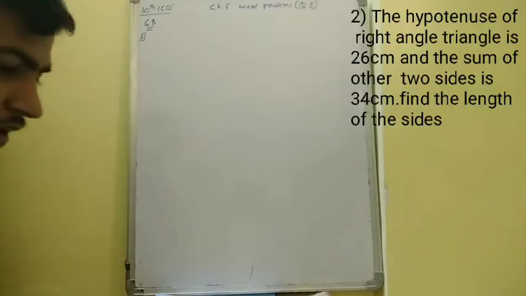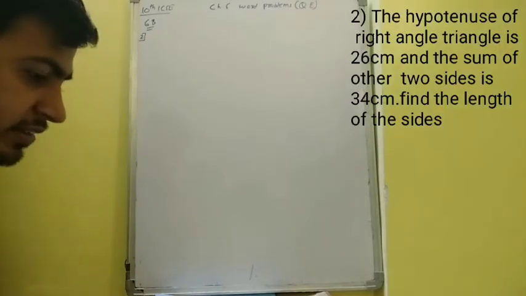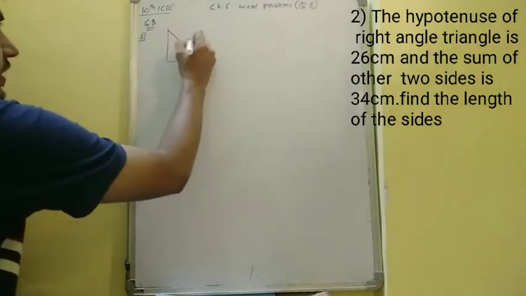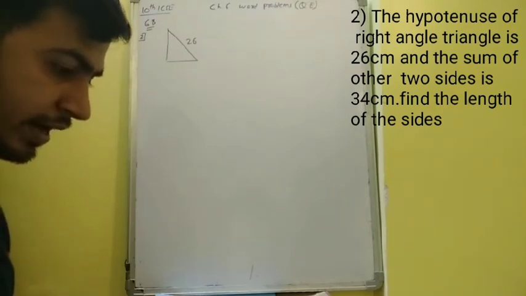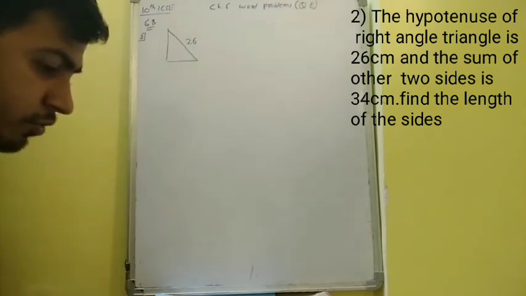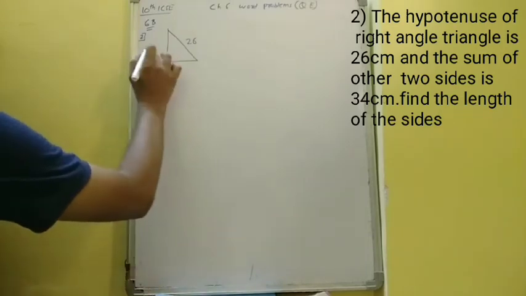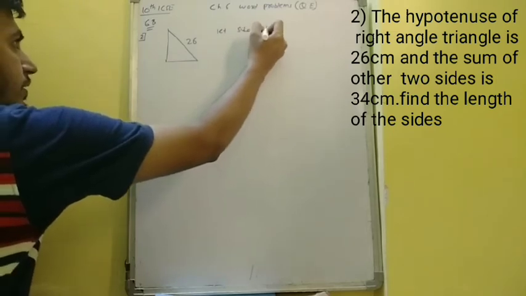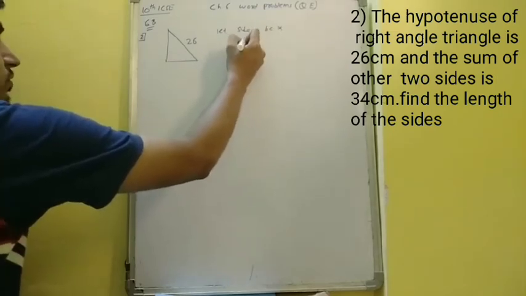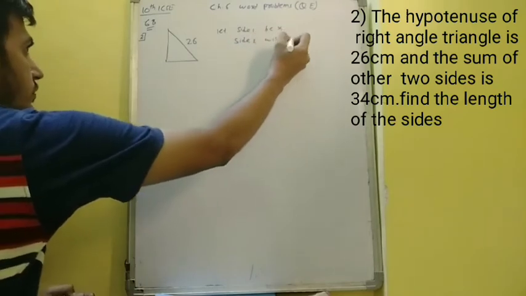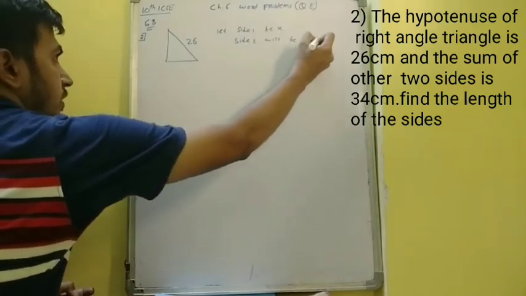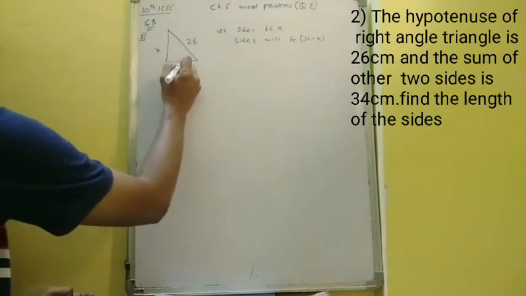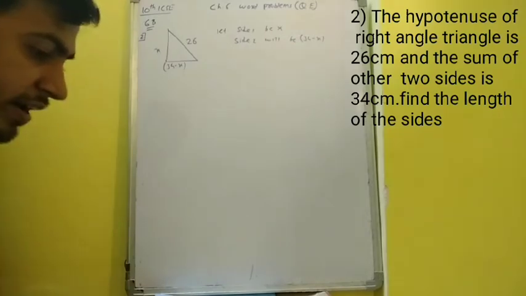What is the question? The hypotenuse of a right angle triangle is 26 centimeters, and the sum of the other two sides is 34. See, whenever we have the sum of the other two sides, we'll do one thing. Let side 1 be x, therefore side 2 will be 34 minus x. So this is x and this is 34 minus x. What is the question? Find the length of the sides.